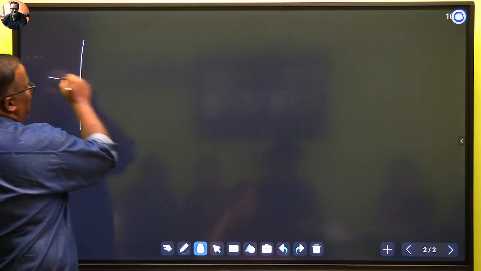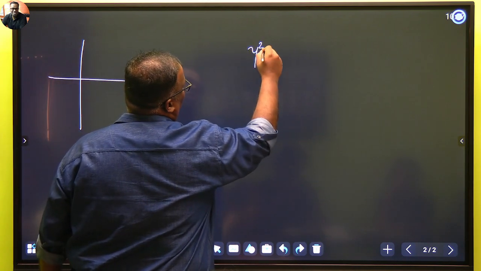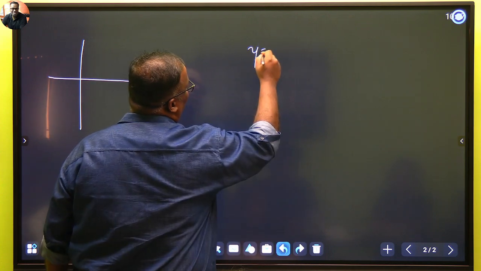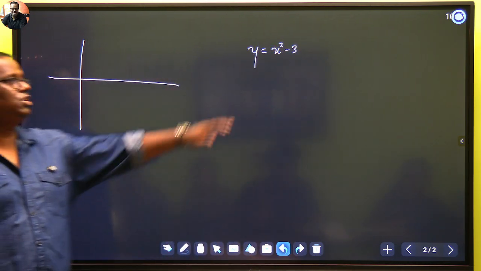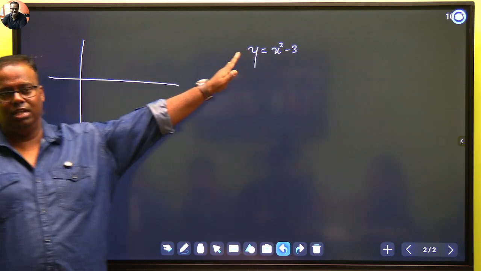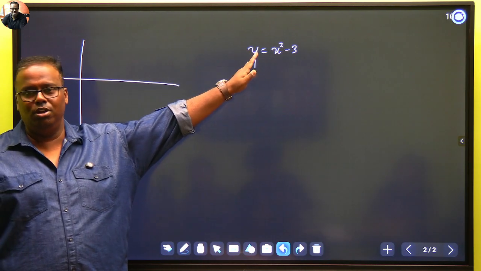Plot a graph means, say somebody gives you an equation, y equal to x square minus 3. Right? Is this a quadratic polynomial? Yes.